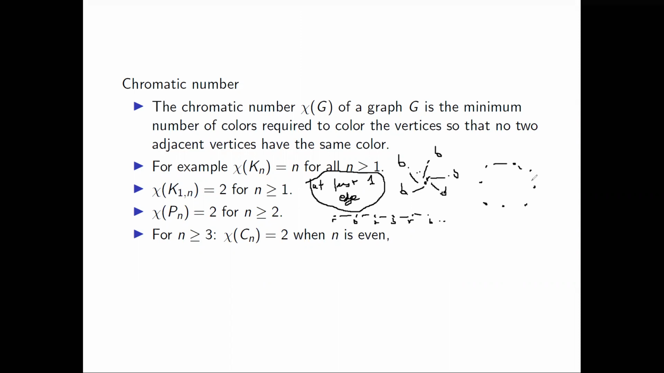So we have some even cycle right here. And we're just going to label them RB, RB, like we did on the path, RB, RB. And it works out because the number of vertices in the cycle is even. So we don't get any 2 adjacent ones of the same color. Now, what happens when the cycle has odd length? So I'm going to draw a picture of an odd one.